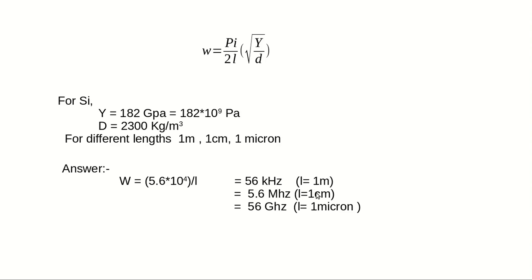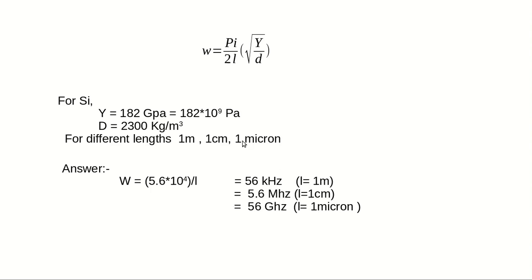If I use 1 centimeter of length, 1 centimeter is 10 raised to minus 2 meters. So I will get 5.6 into 10 raised to 4 divided by 10 raised to minus 2. So 10 raised to minus 2 will go to the numerator, minus 2 will become plus 2, so 4 plus 2 is 6, and 10 raised to 6 hertz will be 1 megahertz. So this frequency is in megahertz.